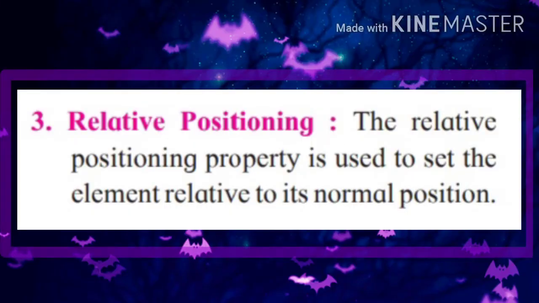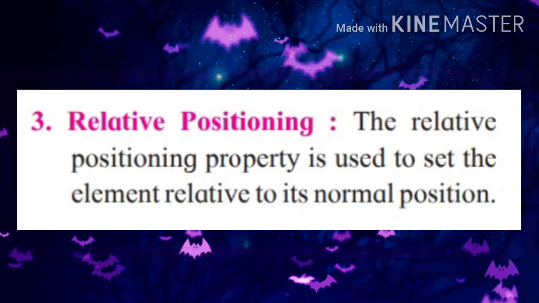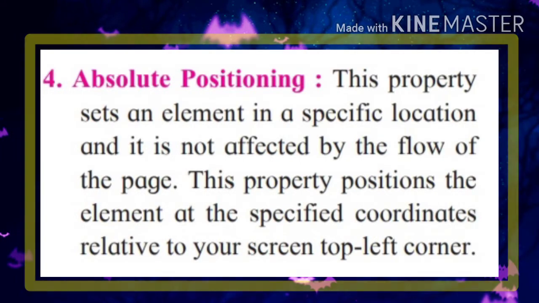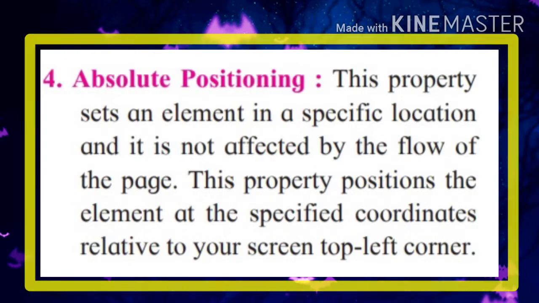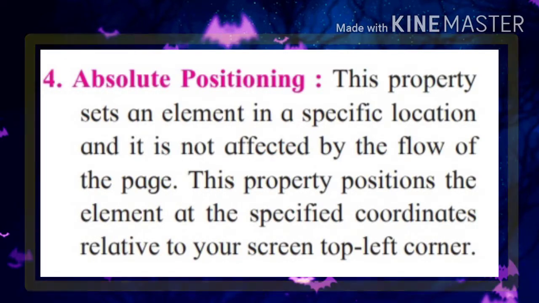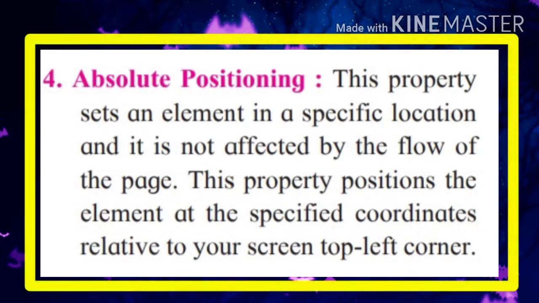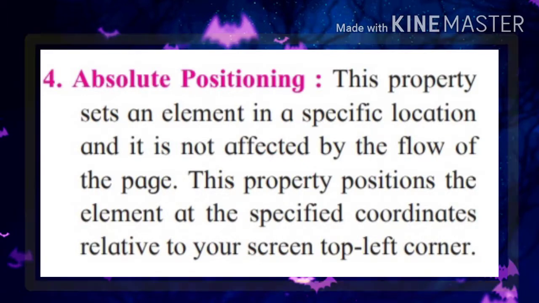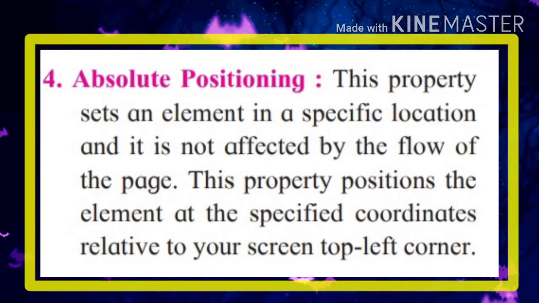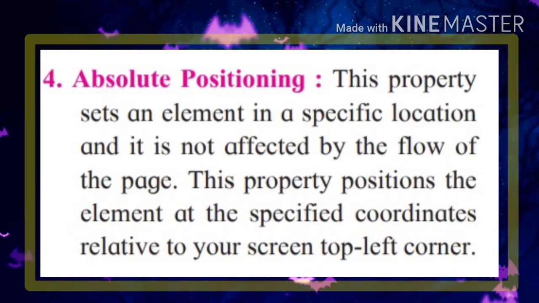Third type is relative positioning. The relative positioning property is used to set the element relative to its normal position. Fourth type is absolute positioning. This property sets an element in a specific location. This property positions the element at the specified coordinates relative to your screen's top left corner. It is not affected by the flow of the page.